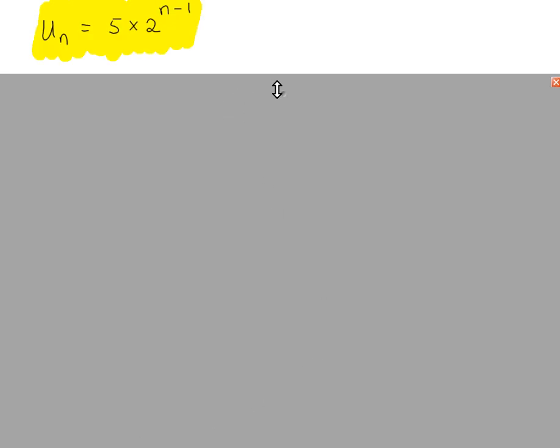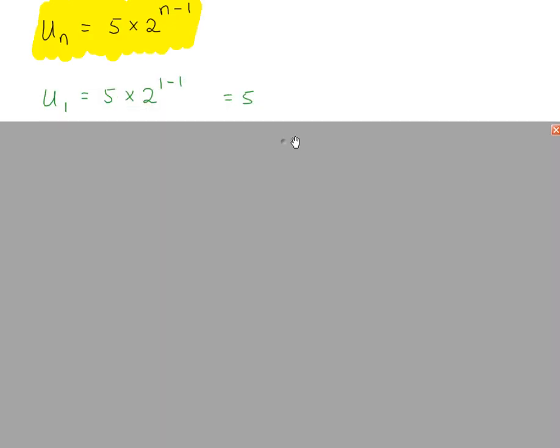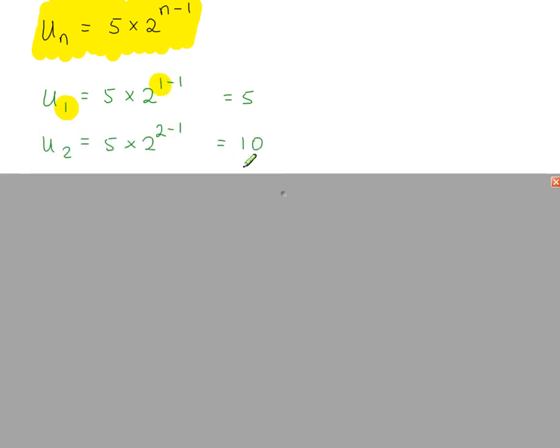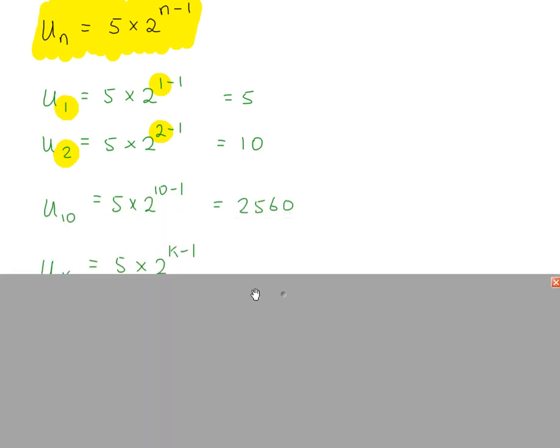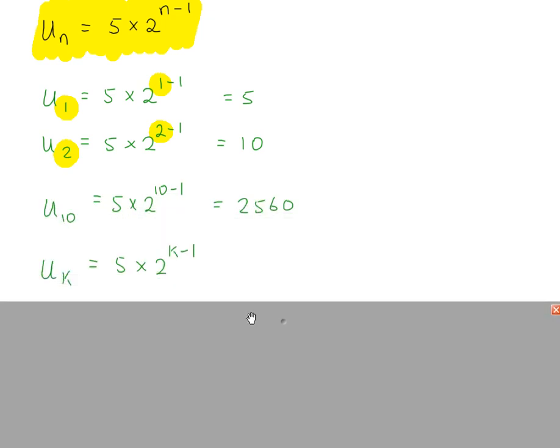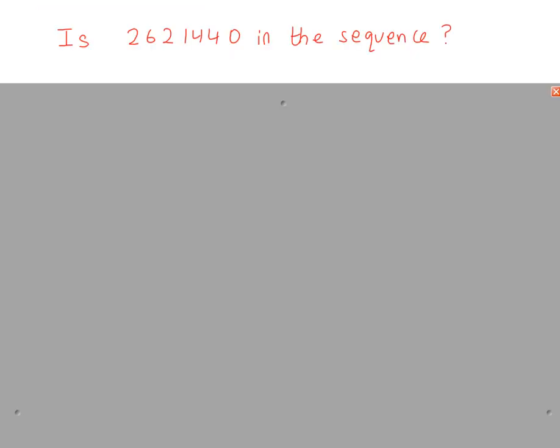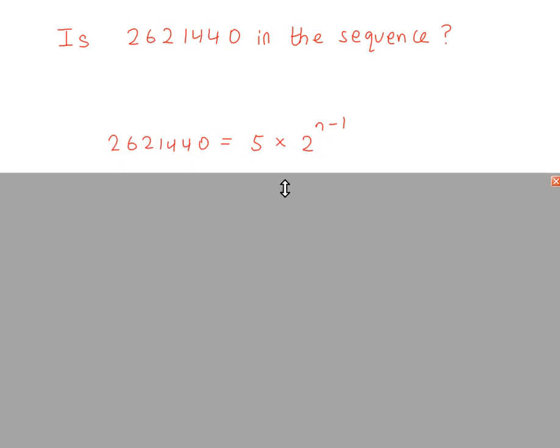So the first term, n equals 1, so we substitute in n equals 1. Second term, n equals 2. 10th term, the kth term, term k, is this value in the sequence. So we have our nth term formula, and we make it equal to the value that's given here, and then we solve to work out n, and if n turns out to be an integer, then this value is in the sequence.